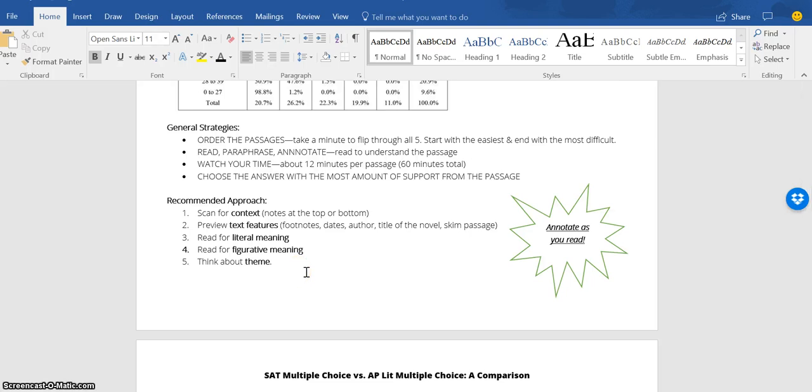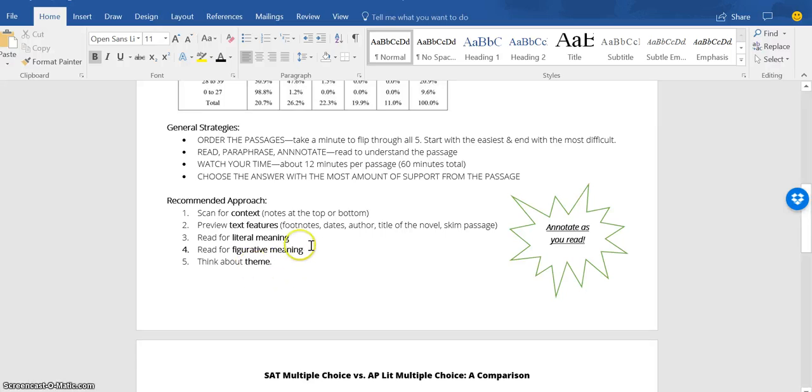So first is to scan for context. What notes do you have about this passage? The next is to look for some text features. Look at the footnotes, look at what date it's published, who's the author, what's the title of the passage, what's the title of the novel. Skim through the passage, what words stand out to you, what can you already infer about tone. Steps 1 and 2 here will take you maybe 30 seconds, but will put you in the right frame of mind.